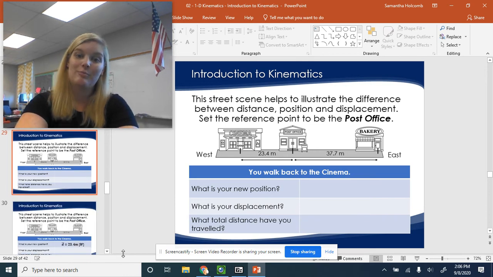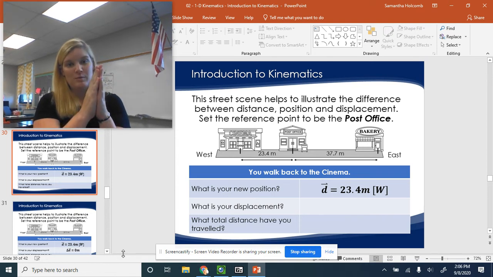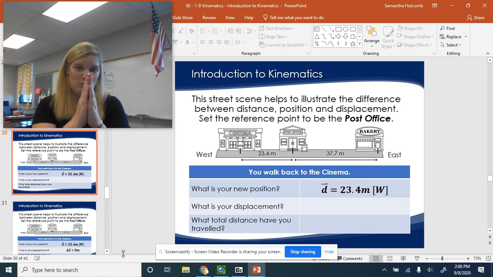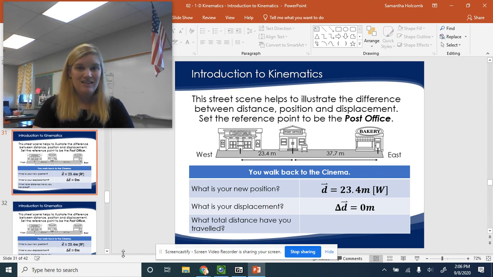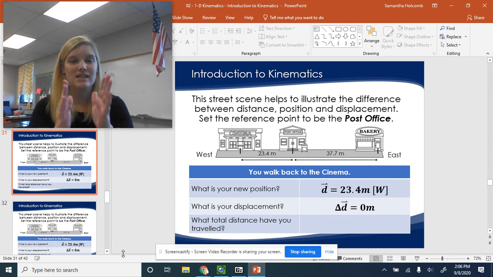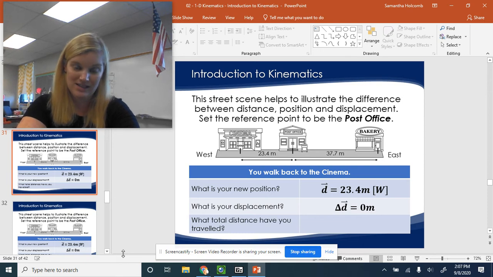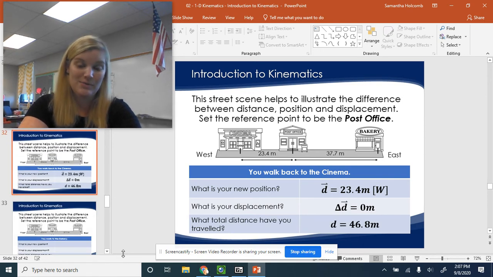So now we're going back to the movie theater again. So our new position, again, only relative to our reference point, is going to be that 23.4 meters west of our reference point. Our displacement, so how far we've moved from where we started: we walked from the movie theater to the post office, back to the movie theater. We've technically displaced 0. We are still exactly where we started. And the total distance we've traveled is the distance from where we started to the post office and back. So we're going to add that total distance together to get our 46.8 meters.